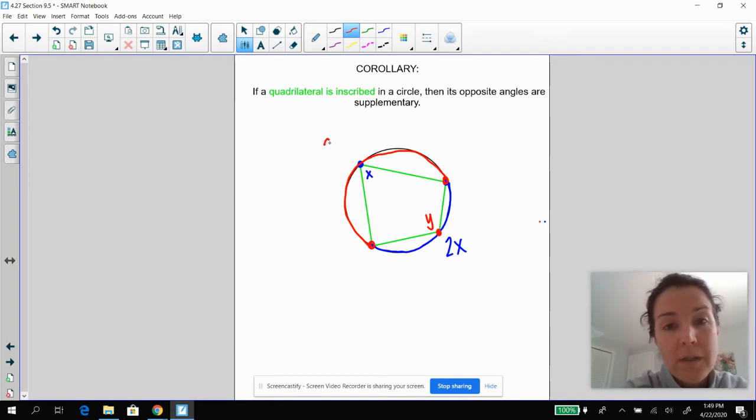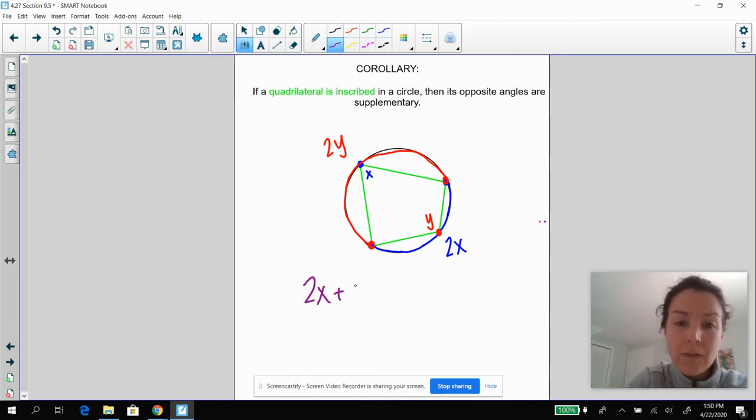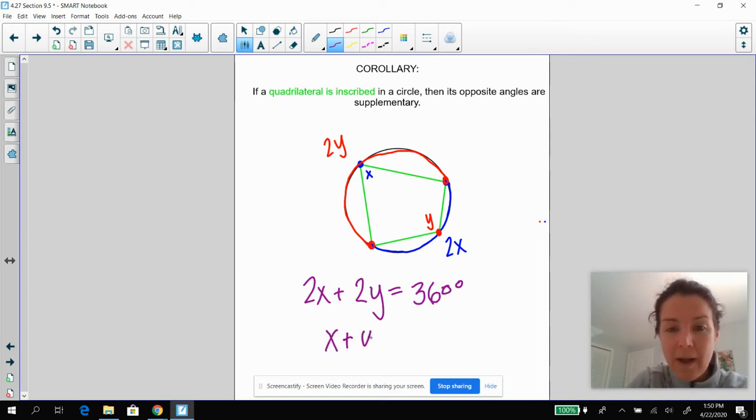This arc is going to be 2y. So let's add these guys up and let's see what we get here. So I know that 2x plus 2y, the measurements of those two arcs, have to equal 360 degrees. But then look what that means. That means that x plus y equals 180.